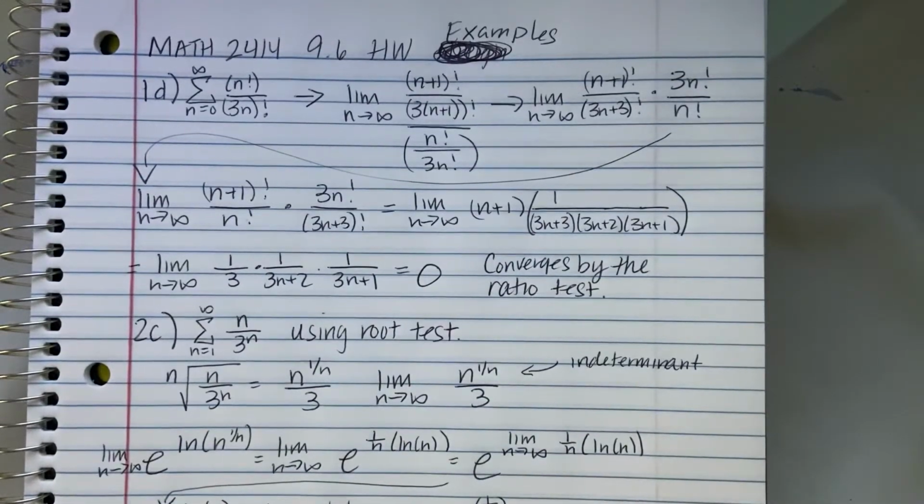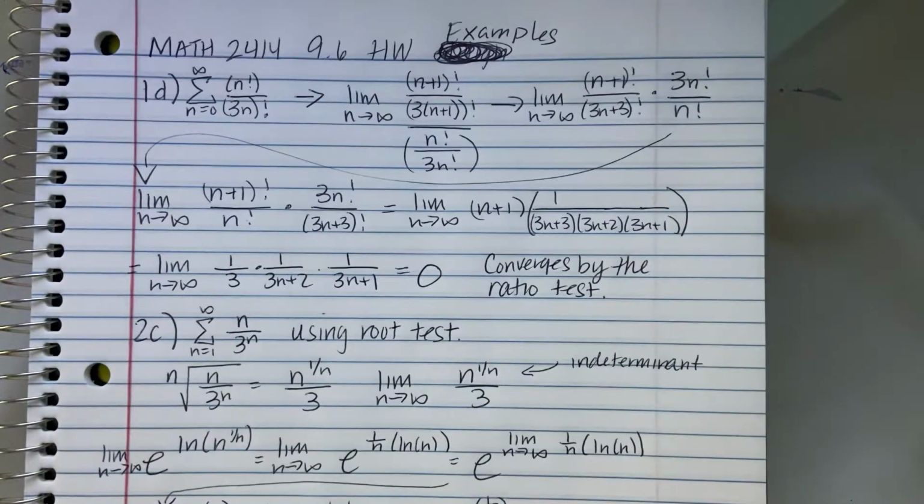Okay, calculus, as promised, I will talk you through some homework problems. We'll start at the first section we did online, which was 9.6. Here are two examples that I think are important. It's 1D, the last problem from the first page, which is the sum from n equals 0 to infinity of n factorial over 3n factorial using the ratio test.